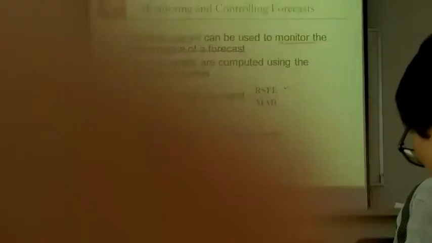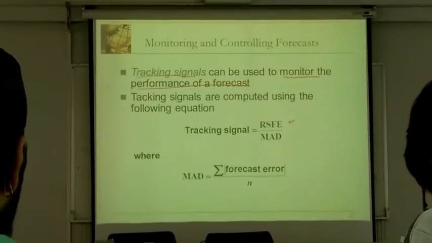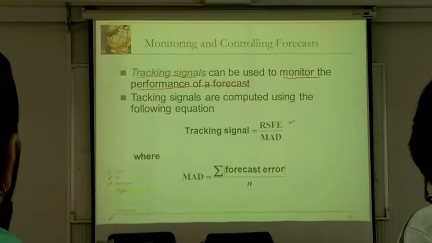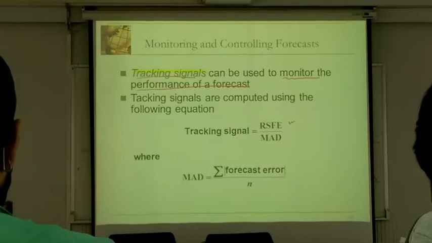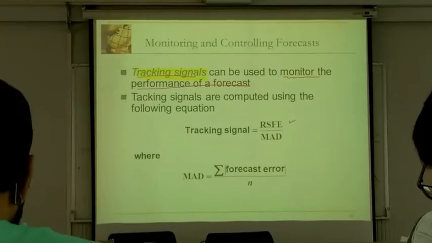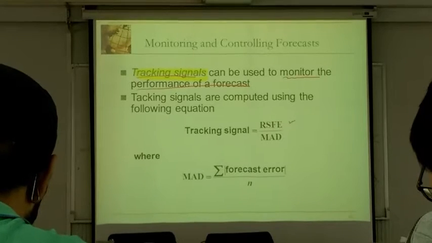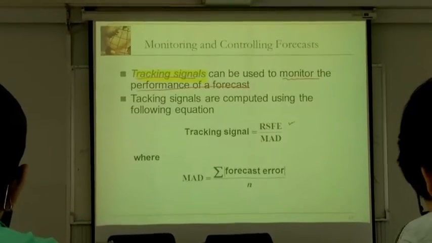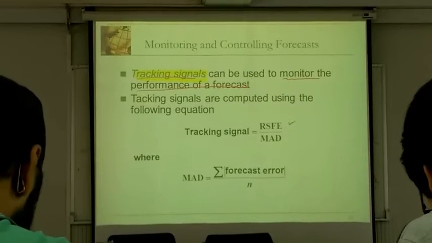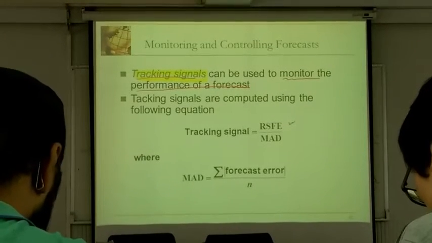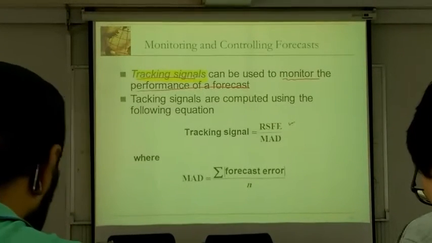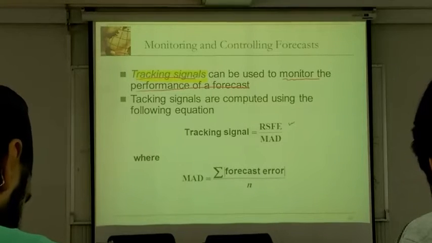Yeah, so tracking signal. So let's say you make the decision on the forecast. Let's say that okay, I'm going to use moving average. Okay, I'm going to use exponential moving average. Then this is how you monitor your forecast. We call this tracking signal. This is used to monitor the performance of your forecast. And the tracking signal equation is RSFE divided by MAD.